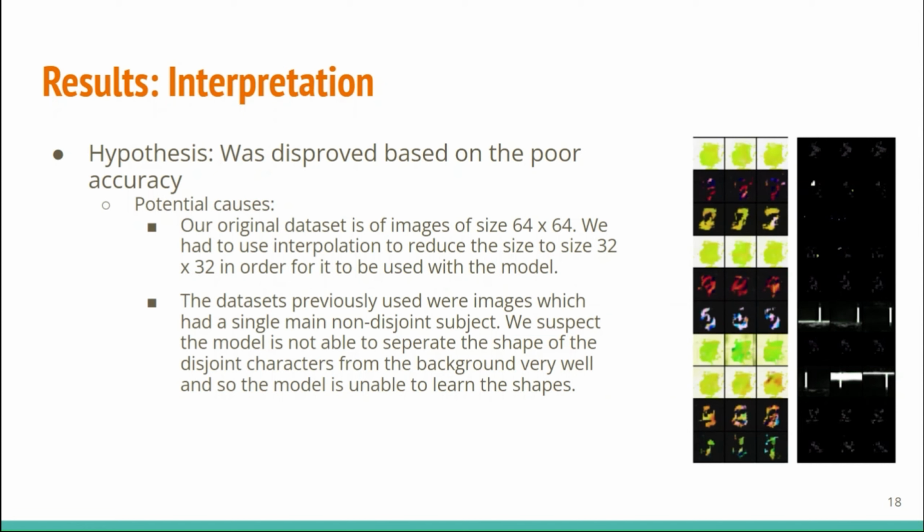One reason that could have played into a worse accuracy was the interpolation step we had to use to fit the data to the model. While for the colored MNIST the figures were 28 by 28 and had to be scaled up slightly, our data had to be scaled down by 50%, a much more significant margin.